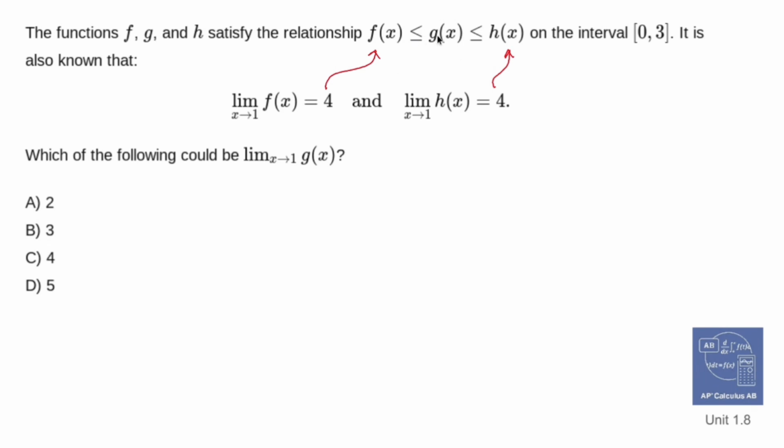And basically what it says is if you have a number here that's equal to the number here, then this guy's got to be equal to both of those numbers. You're 4, which means it only makes sense that 4 is going to be, quote-unquote, in between them. So when it asks us which of the following could the limit as x approaches 1 of g of x be, well, there's only one option, and that guy is 4.